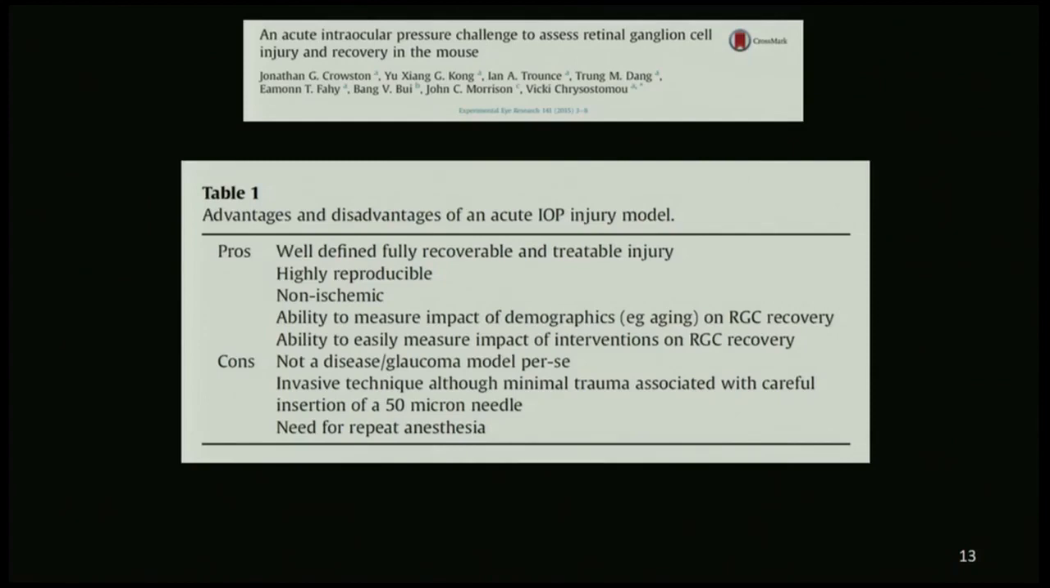The cons are that it's not truly a disease or glaucoma model per se, and to the credit of the authors of this paper, none of our models really are truly human glaucoma models, right? Human glaucoma happens on the order of decades. It happens very slowly. We're talking about primary open-angle glaucoma, and we're trying to recreate this in animal models that live for months, and we're trying to do this with IOP elevations over a matter of hours. So again, none of our models are exactly like human glaucoma. So that's a limitation of all of these models.